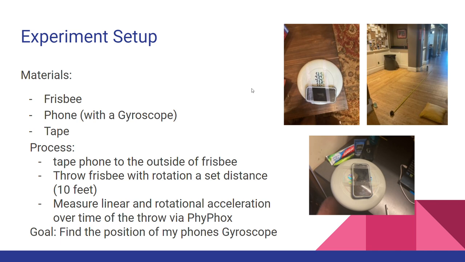So the process is just to throw this Frisbee 10 feet, and we're going to get the angular acceleration by measuring the angular velocity and the linear acceleration during this throw. And with these 2 points, by throwing it both with the side of the phone and in the middle of the Frisbee.